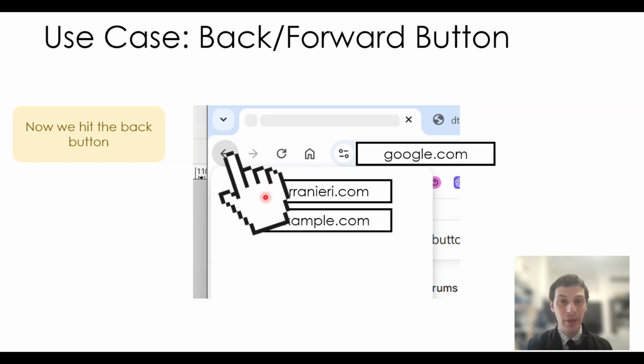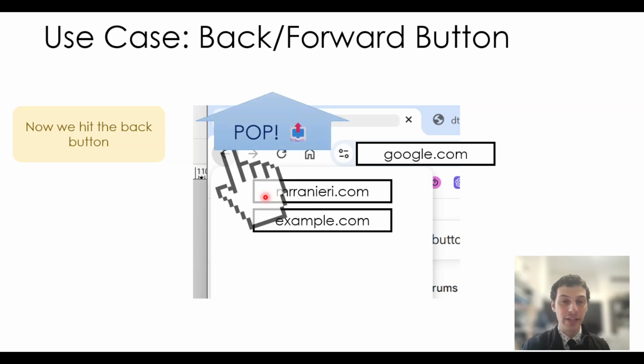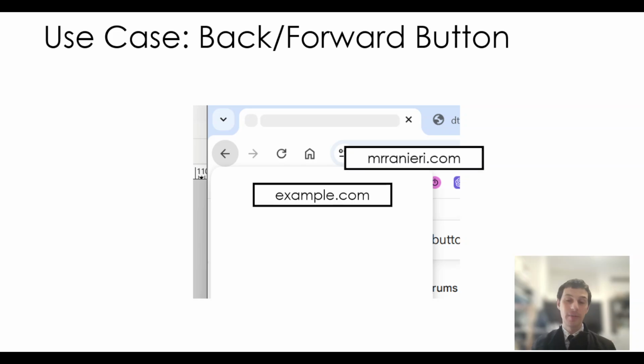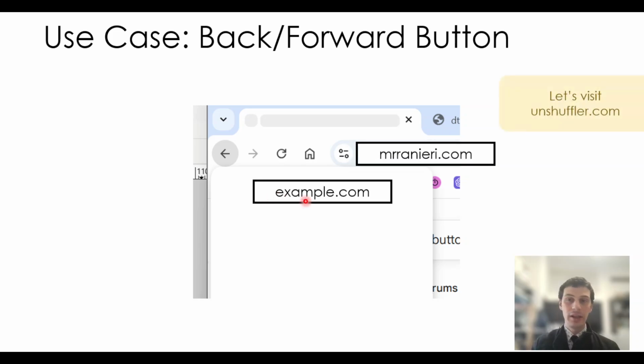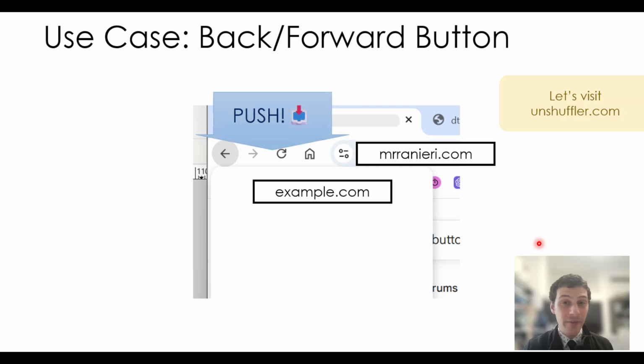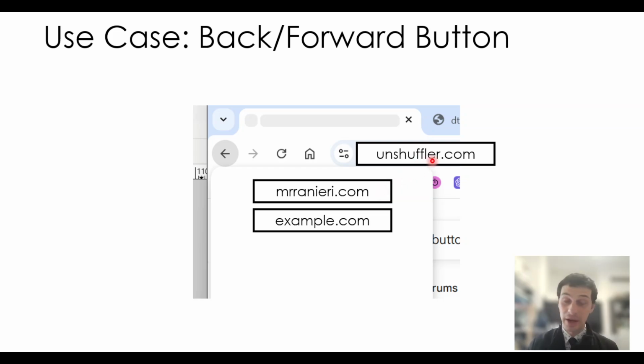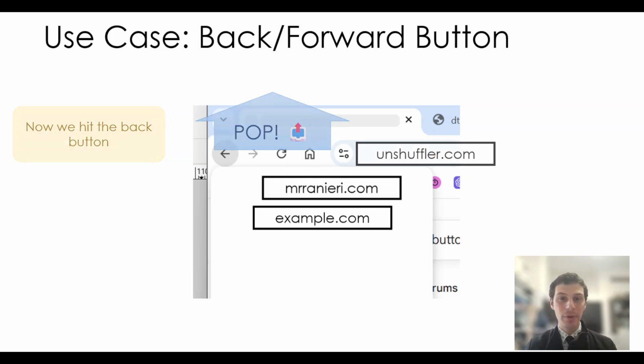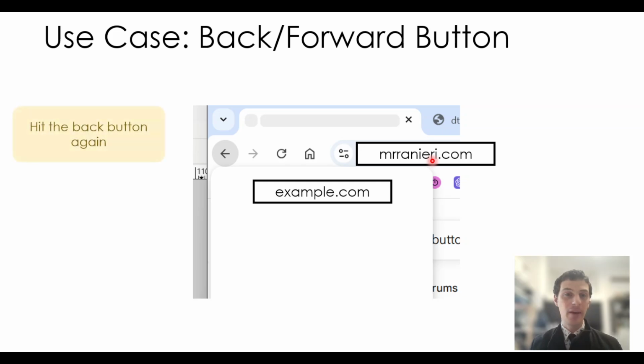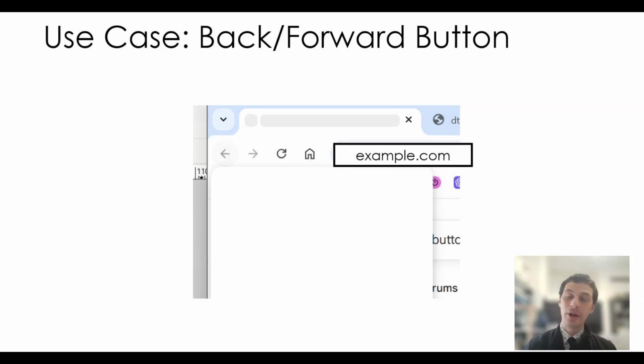I'll pop the top thing off the stack, and that goes in my address bar. If I visit unshuffler.com now, then I'll push my current web page, my current URL onto the stack. That's my current address now. And if I hit the back button, I will pop mysteryarea.com. Maybe I hit the back button again and then pop example.com.